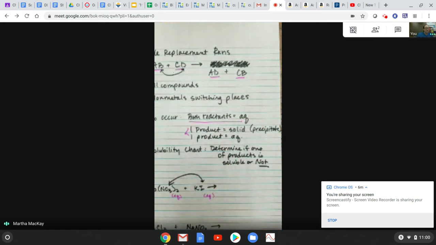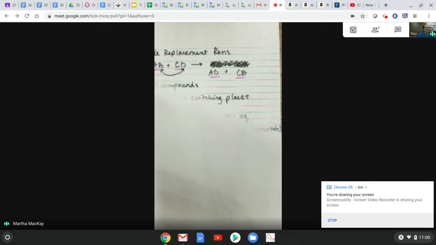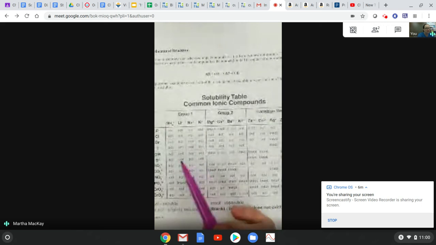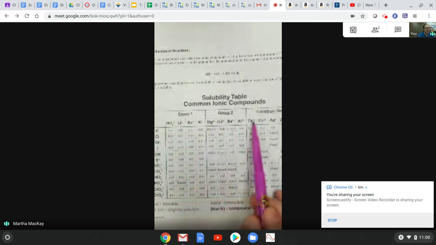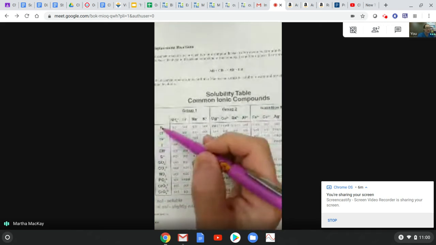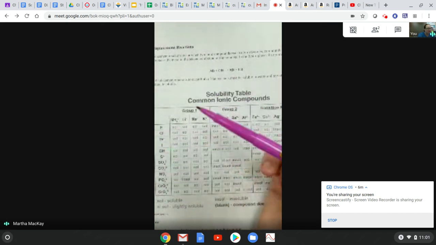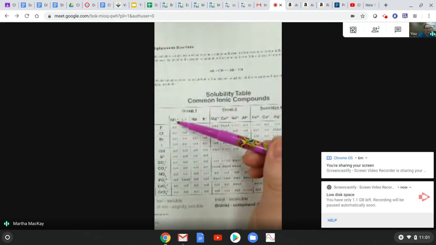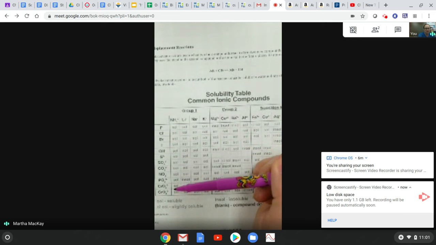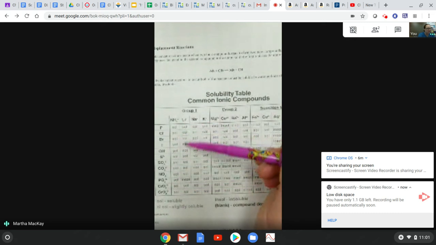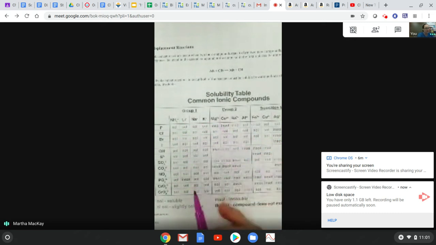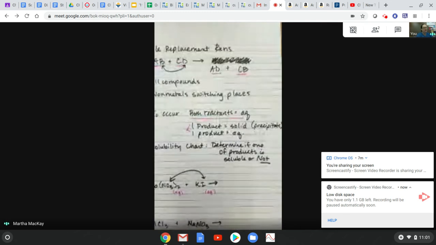So what you do essentially is you figure out your products, and then you look on the solubility chart. It gives you a solubility chart where it tells you the positive that's bonded to a negative. So if I have ammonium bonded to anything, it's going to be soluble. If I have lithium bonded to anything, it's going to be soluble except this down here. So you have to check to make sure.